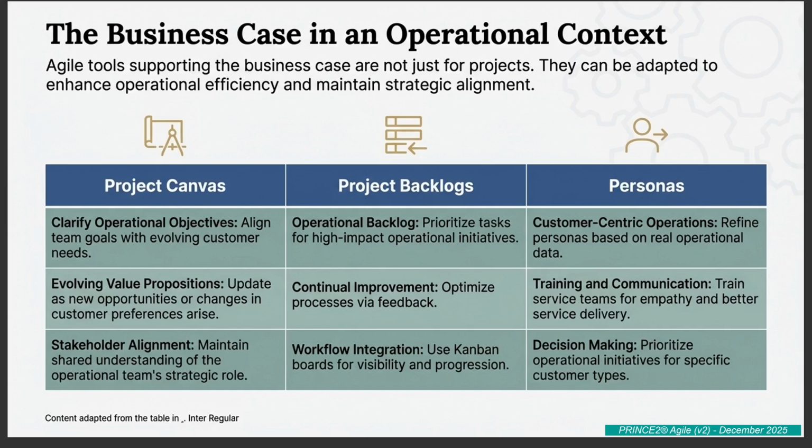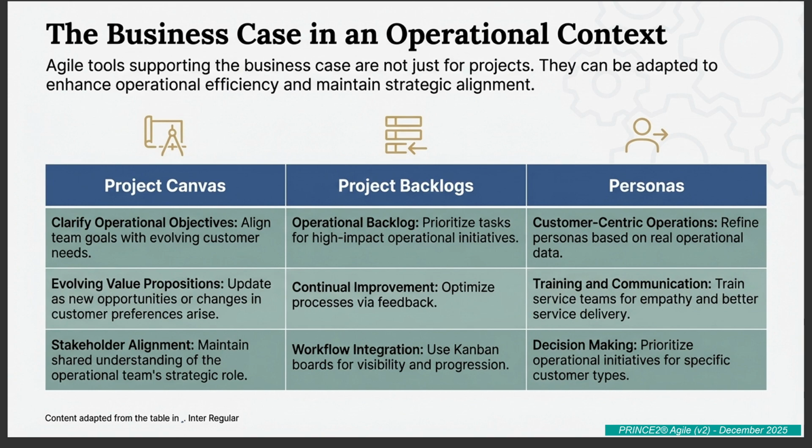So how does the project canvas work in an operational context? It evolves into a kind of operational strategy map. It helps clarify operational objectives by aligning the team's day-to-day work with changing customer needs. It helps them evolve the value proposition as the market shifts, and it's crucial for stakeholder alignment, keeping everyone on the same page about the team's strategic role.